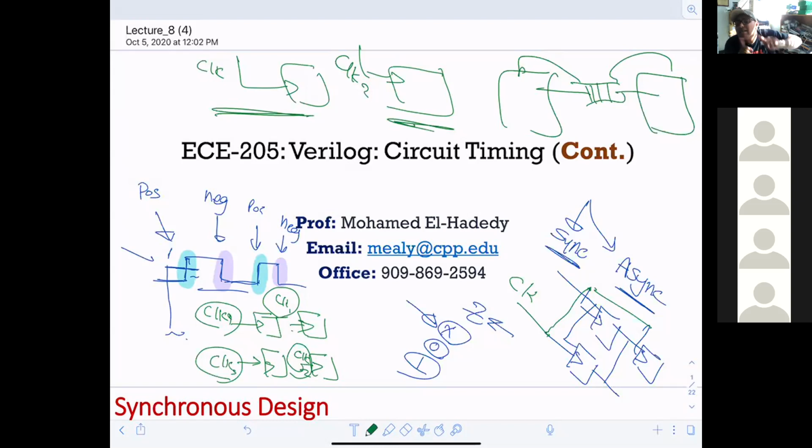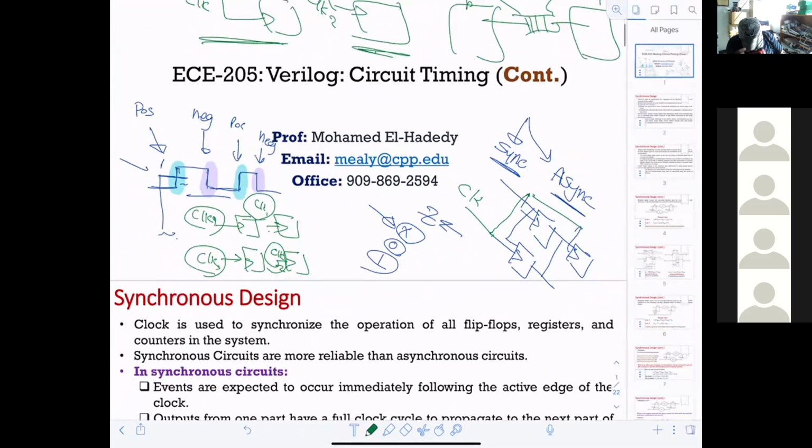Then there is another form of the multi-clock domain. It's called asynchronization or asynchronized circuit. Again, there is another form, a slight form coming out of the multi-clock domain. It's called what? Asynchronous. What does it mean? It means the following.